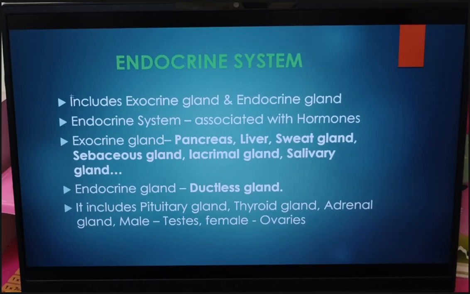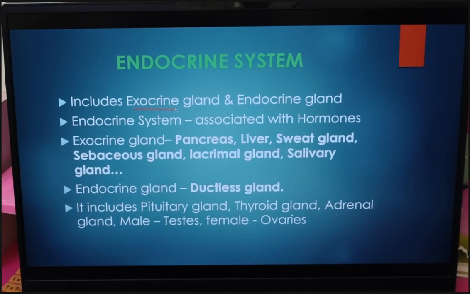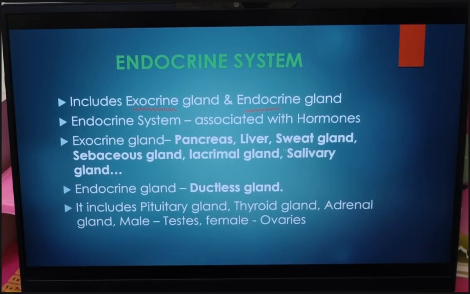Blood. So the hormones are controlled by the endocrine system. Our endocrine system includes two types of glands. One is the exocrine gland, the other is the endocrine gland. You need to know the difference between the exocrine and the endocrine gland.